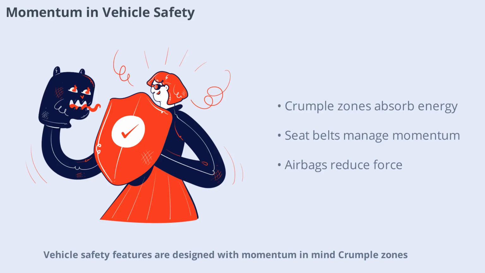Vehicle safety features are designed with momentum in mind. Crumple zones, seat belts, and airbags all work to manage the forces involved in collisions. By controlling how momentum is transferred and absorbed, these features help protect passengers and reduce injuries during accidents.